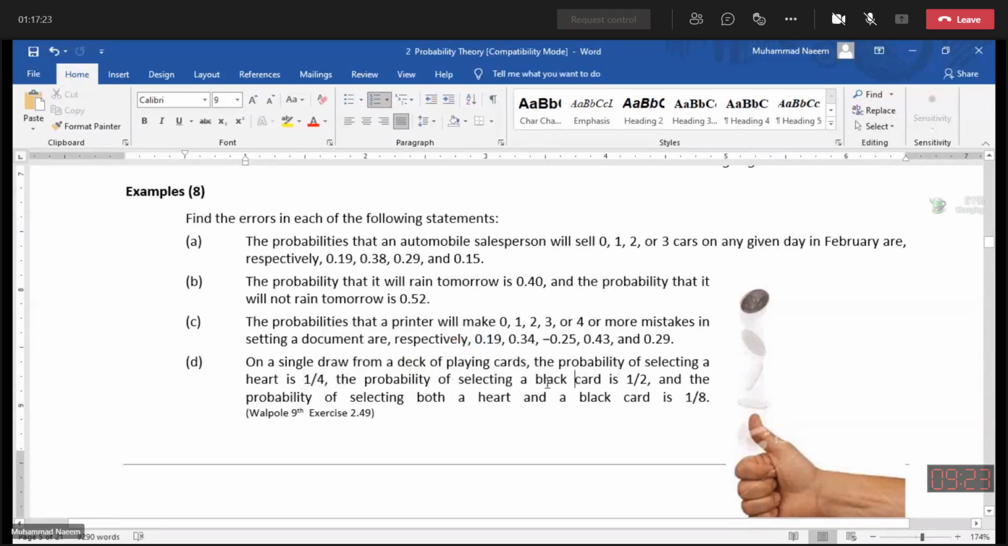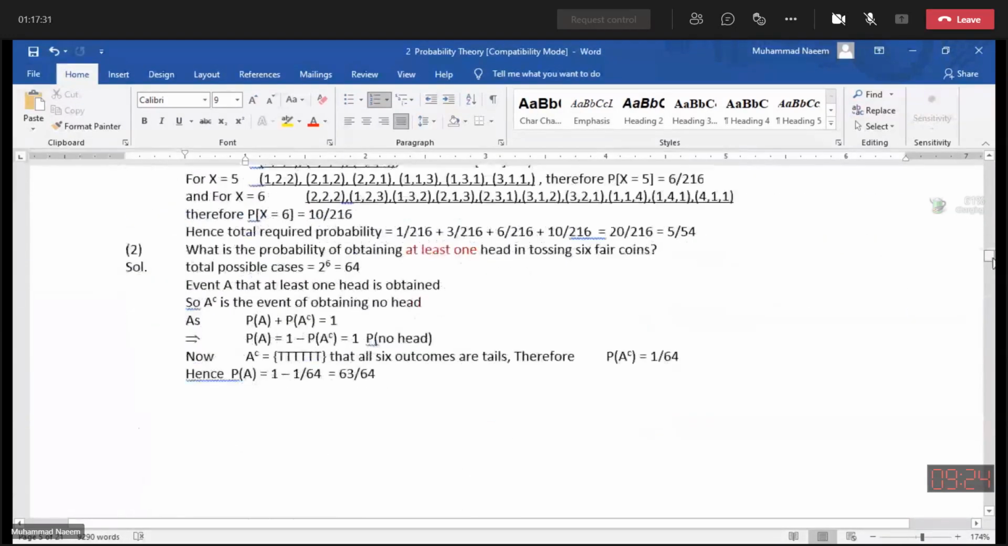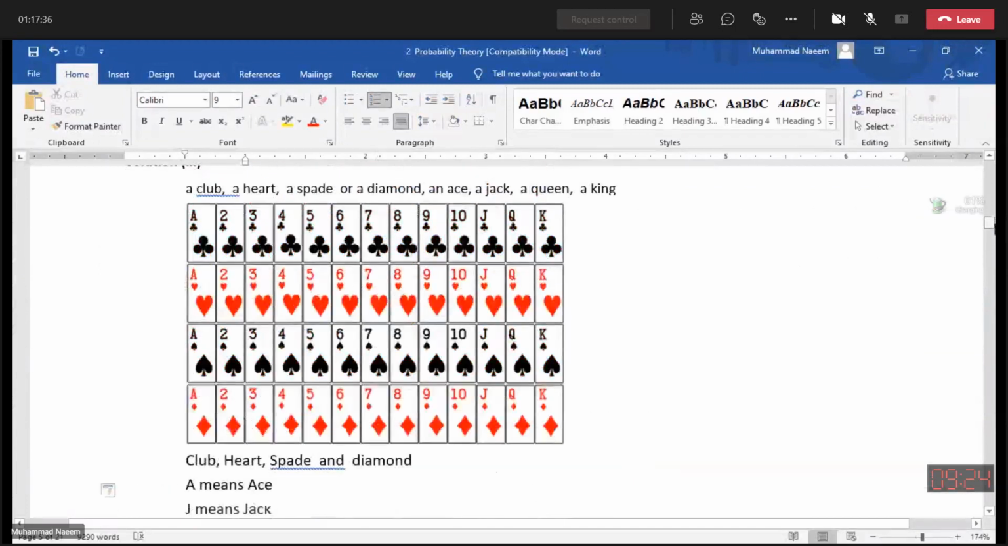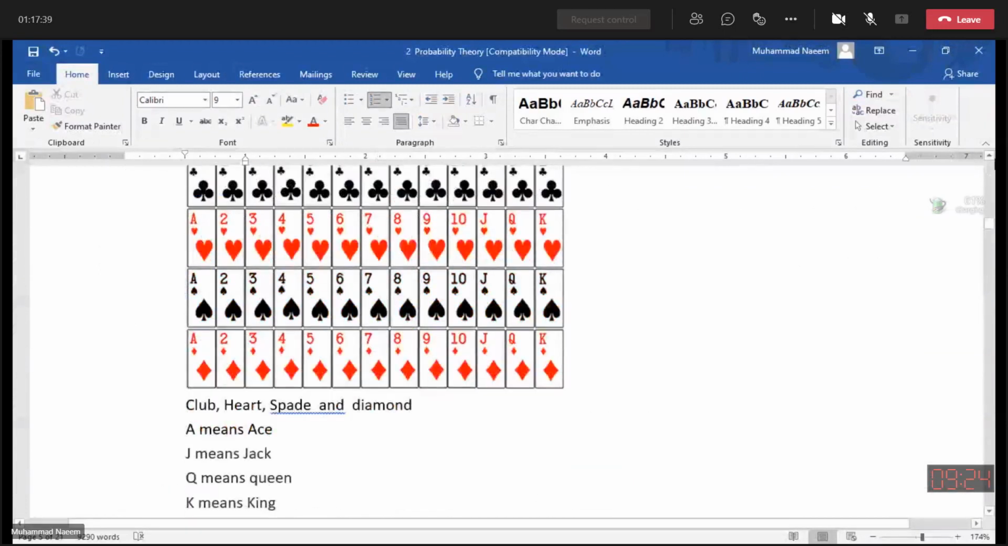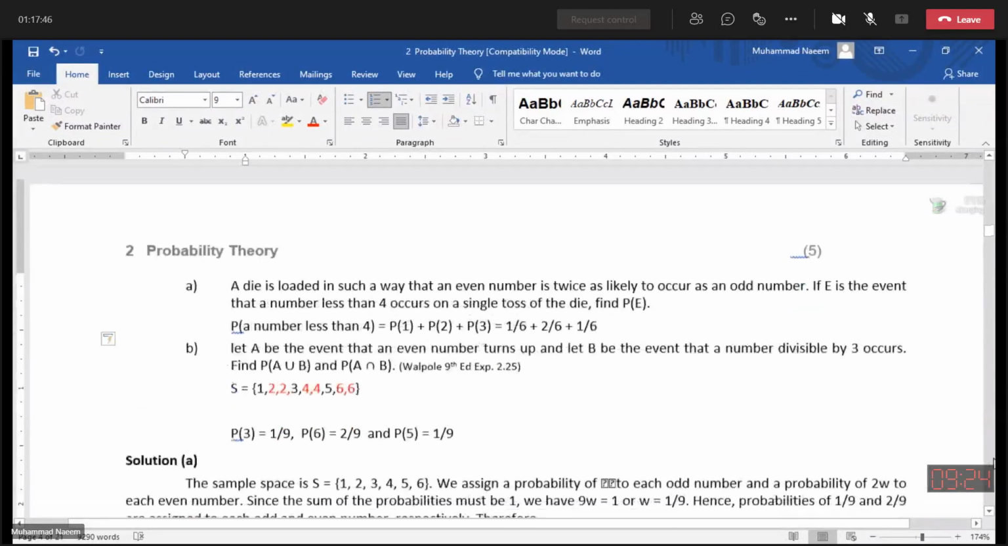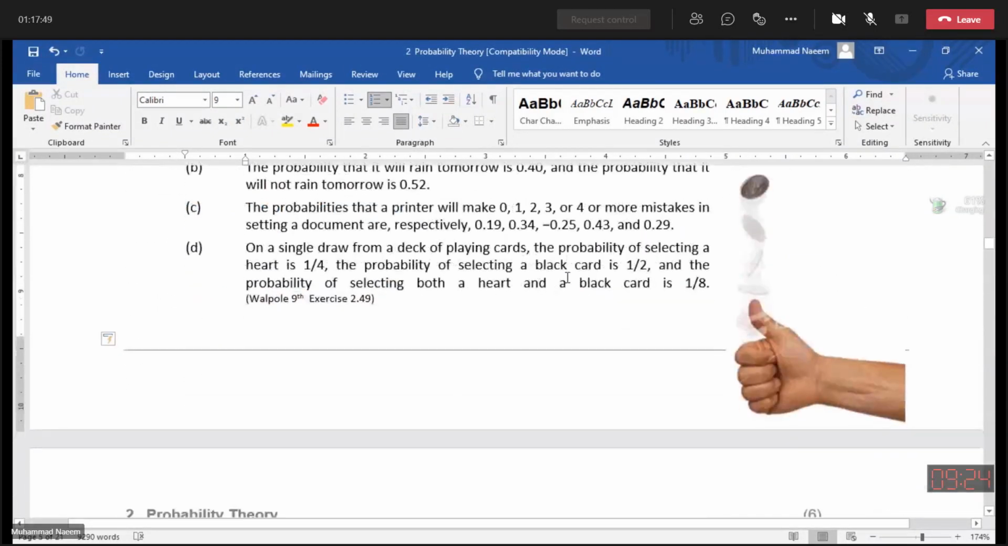The probability of selecting a black card. Half of the cards are red and half of the cards are black here in this case. This and this, 13 and 13, 26 cards are black and 26 cards are red. Okay. What is the probability of a black card? Favorable cases are 26 divided by 52. So 1 by 2, that's again fine.